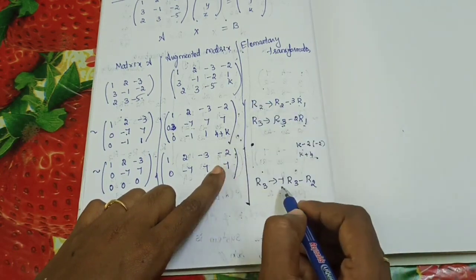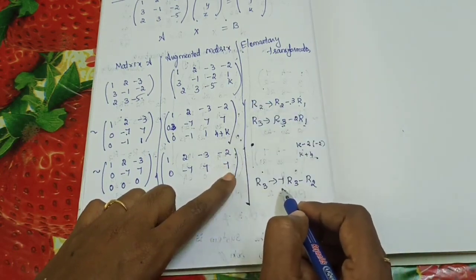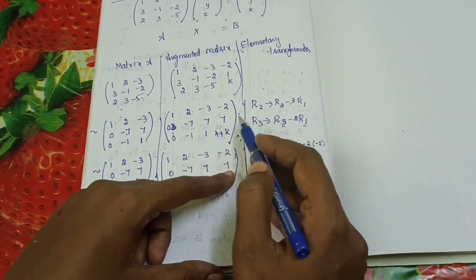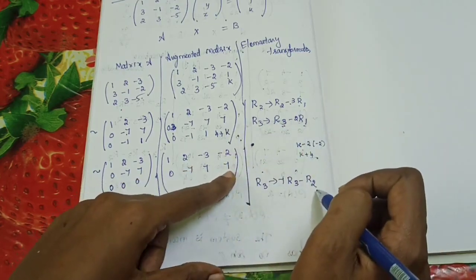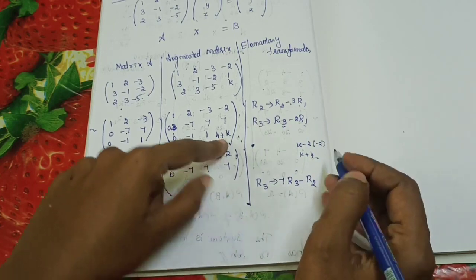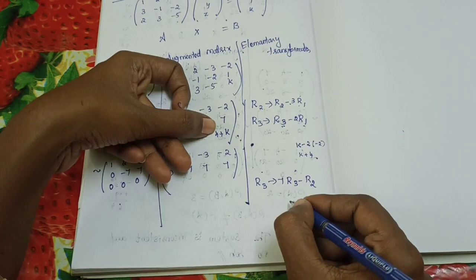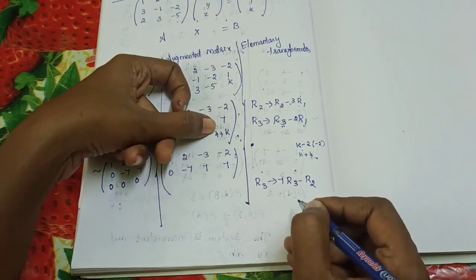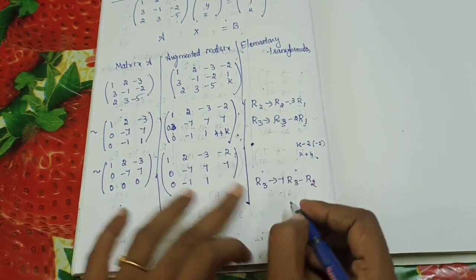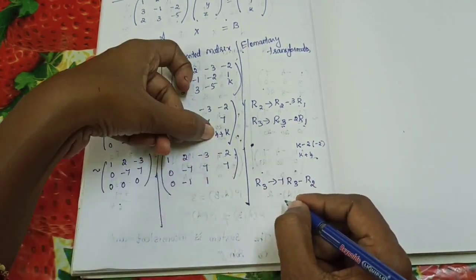7 into R3, is it right? That is 7 into R3 minus R2. Yes, 7 into R3, you need to do correctly. 7 into R3 means what you need to do? Sorry, 0 minus 1, 1. 7 into R3, this alone I am doing, okay.